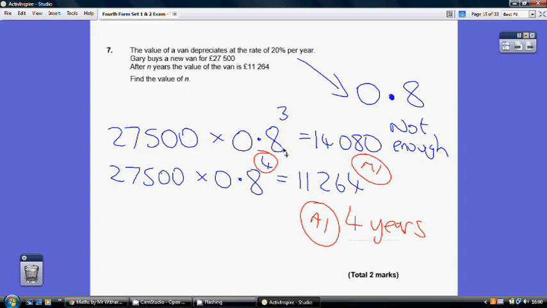So popping this into my calculator, I get 14,080. So the van hasn't depreciated enough. It must be more than 3 years. So I've then tried 4 years. And on this occasion is bang on, because 27,500 multiplied by 0.8 to the power of 4 does indeed give me £11,264. So I've used a power of 4, so it is 4 years.